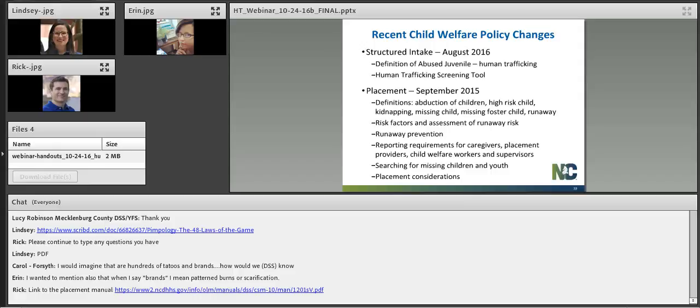And again, documentation is going to be important in terms of notification to appropriate parties such as law enforcement, parents, caregivers, the National Center for Missing and Exploited Children, guardian ad litem, and the court.